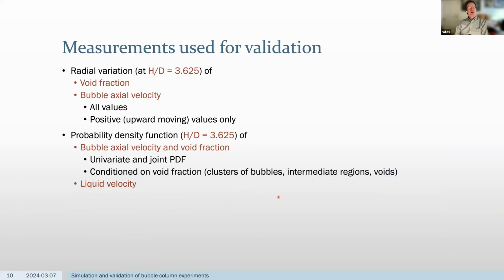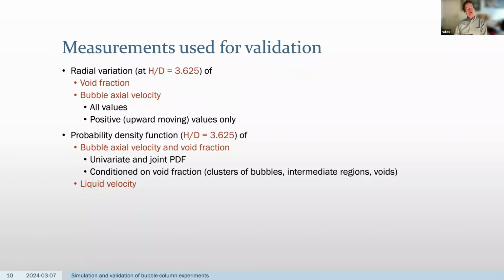Okay, for comparisons with experiments, the measurements that we're going to use for validation are done at this height over diameter ratio. The things that were measured experimentally were the void fraction at different radial locations and the bubble axial velocity, or vertical velocity. We can measure positive and negative values. And as done in experiments, we also look at PDFs of just the positive values, given this particularity of the probe. We'll be looking at both of those.